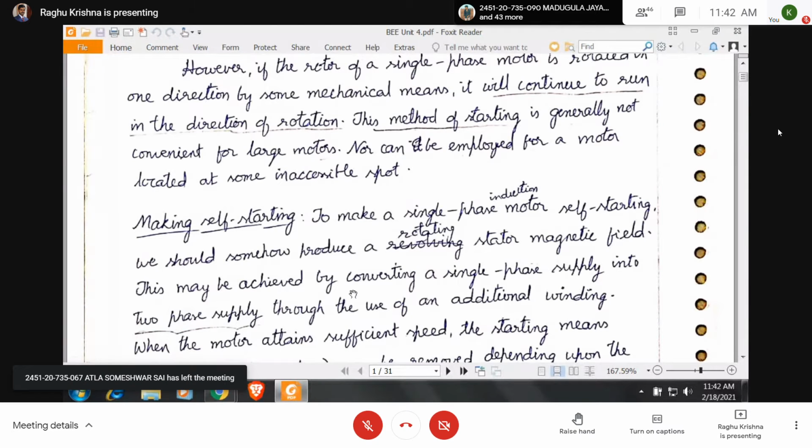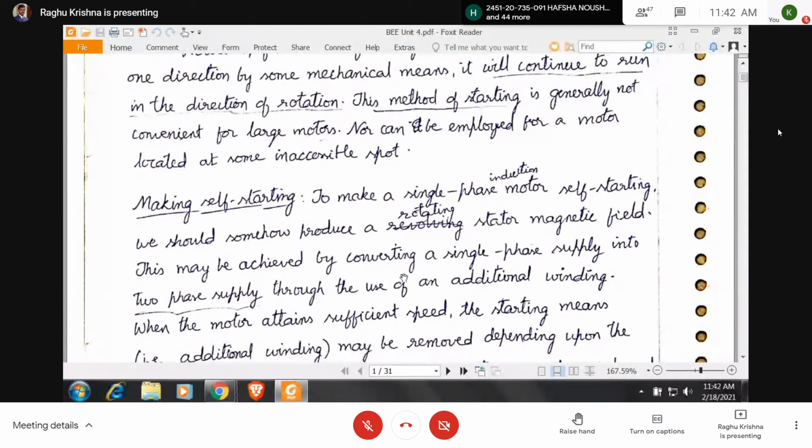This may be achieved by converting a single phase supply into a two-phase supply. If you convert a single phase supply into a two-phase supply, we are going to get a rotating magnetic field. So how to convert a single phase supply into a two-phase supply? Through the use of an additional winding.